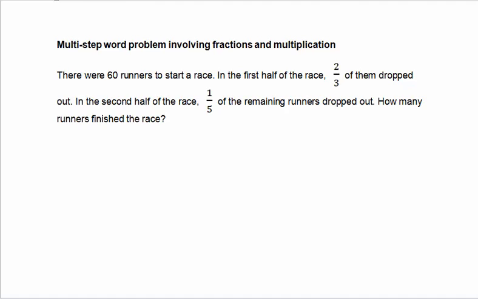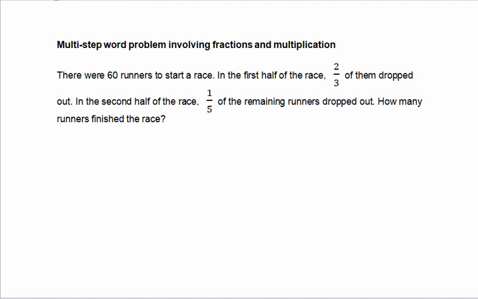Okay, here's a multi-step word problem involving fractions and multiplication. So let's read the problem. There were 60 runners to start a race. In the first half of the race, 2/3 of them dropped out. In the second half of the race, 1/5 of the remaining runners dropped out. So how many runners finished the race?